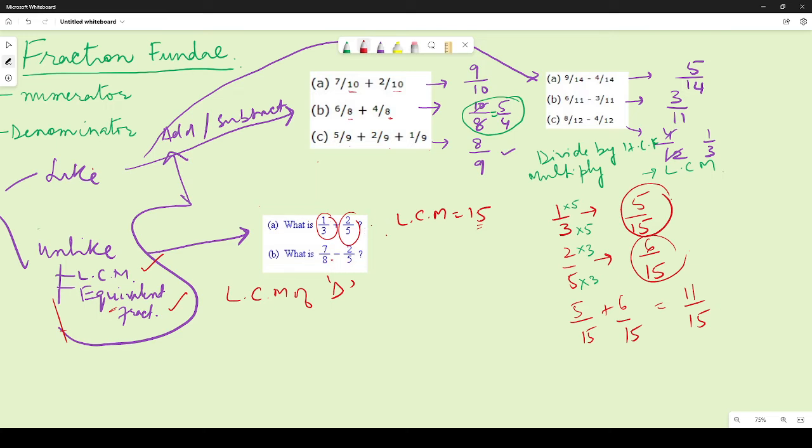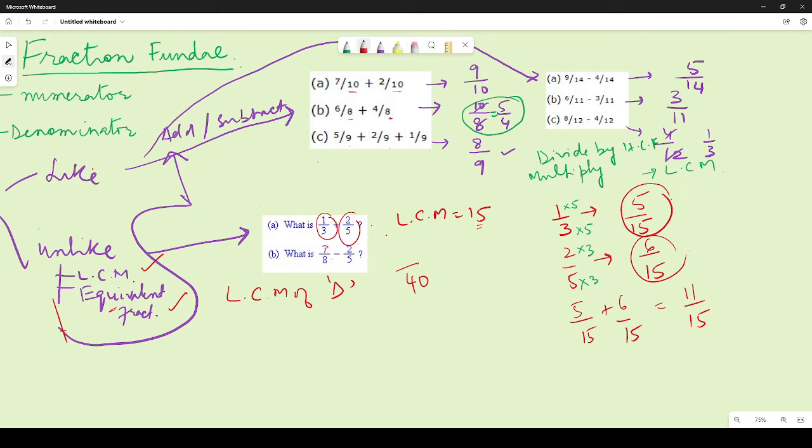Now can you do this? 7 by 8 minus 2 by 5. The first thing, we have to take out the LCM of the denominators. The LCM here would be 40, right? So 7 by 8 we will change into something by 40. So 8 into 5 is 40.